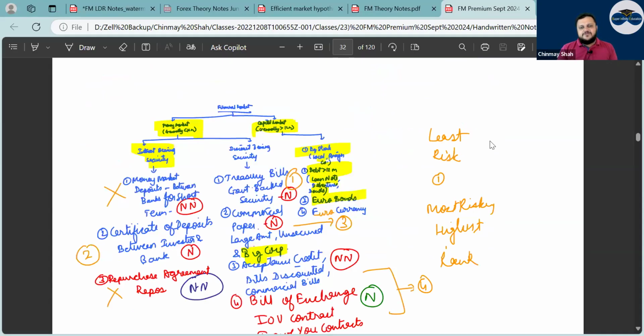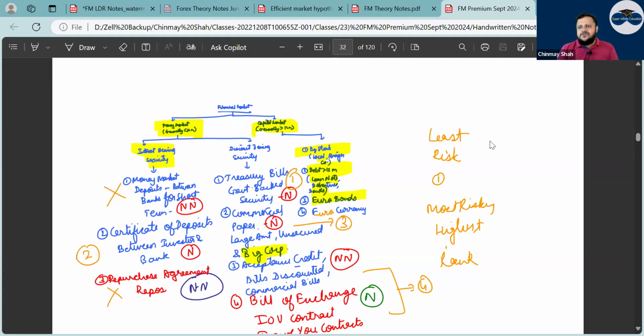In the money market, you have interest bearing securities and discount bearing securities, right? You have money market deposit between banks for a short term, and it is a non-negotiable instrument, correct? But when it comes to CDs or certificates of deposit between investor and banks, those are negotiable instruments, correct? Certificate of deposit, normal FD. Then repurchase agreements, where you sell certain shares now because you need the money and repurchase on a later date, correct? Repos, right? Those are non-negotiable instruments.